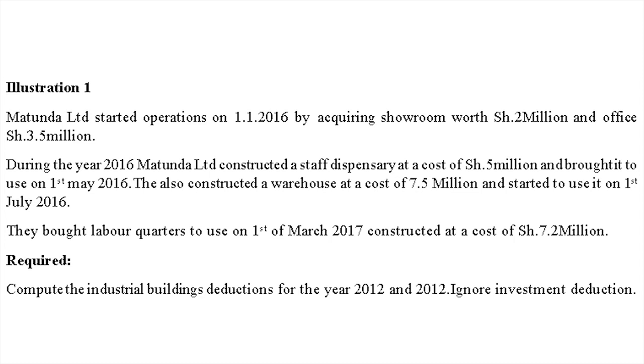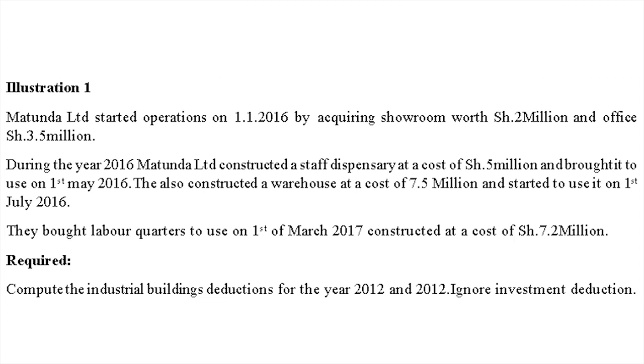Then they also constructed a warehouse at a cost of 7.5 million, and this was brought to use on 1st of July. Again, they have used it for a portion of the year, therefore we prorate IBD to the period that the building was used. In this case, the period that the warehouse was used. So they used it in July, August, September, October, November, and December.